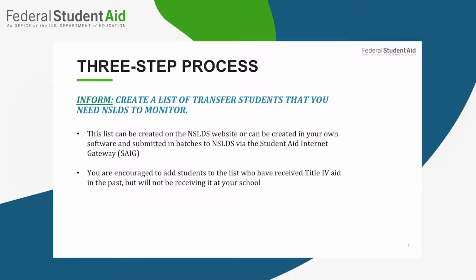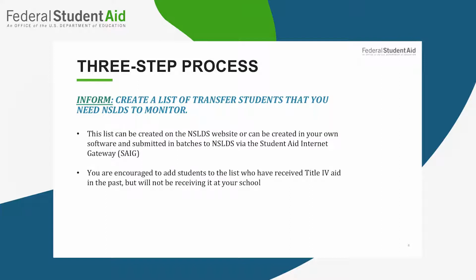This 3-step process, and this is required. This is not optional. It's required of all schools that participate in the federal student aid programs. The first step is to inform. This is where you create a list of these incoming transfer students that you want the NSLDS to monitor on your behalf.